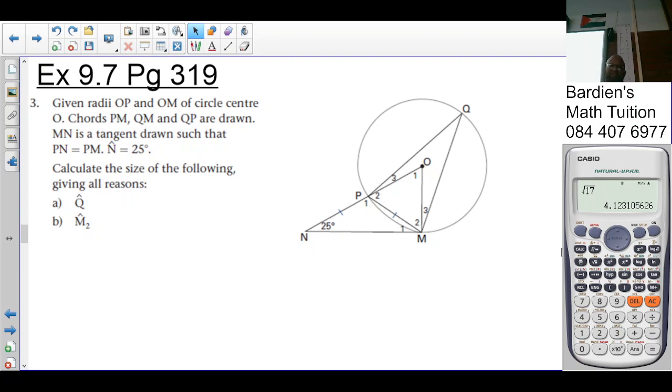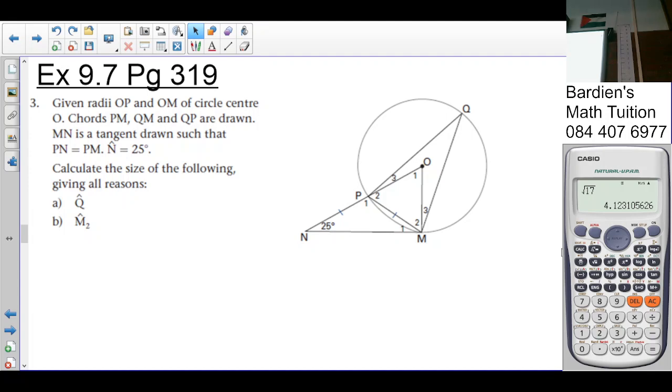So we are told, given radii OP and OM. If OP and OM are your radii, what can we derive from it? Angle P2 is equal to M2. Why? Angles opposite equal sides. So P2 is equal to M2, angles opposite equal sides.